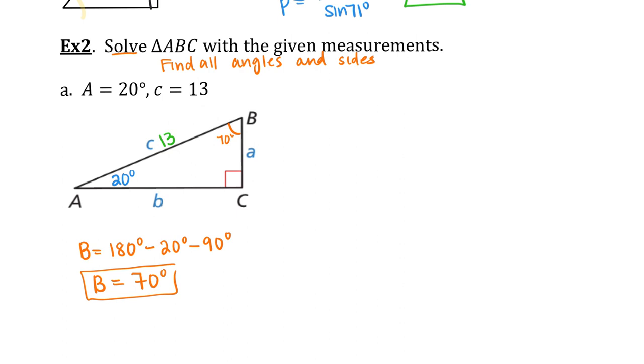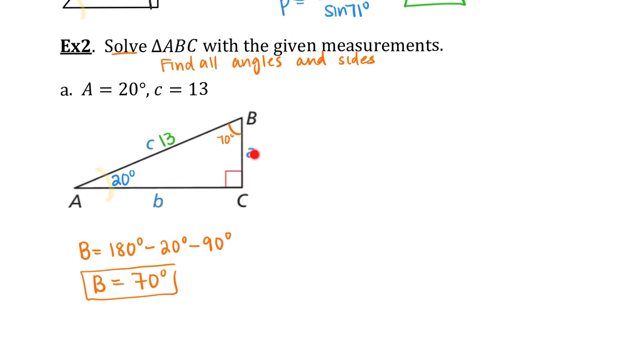I still need to find the sides. I know C is 13. I still need A and I still need B. And it doesn't matter which one you do first. I'll just do A because it's there. Now I have both angles, so it doesn't matter which one I start from. You just need to pick one and go with it. If you do it differently, we're going to get the same answer. So I'm going to start from angle A.